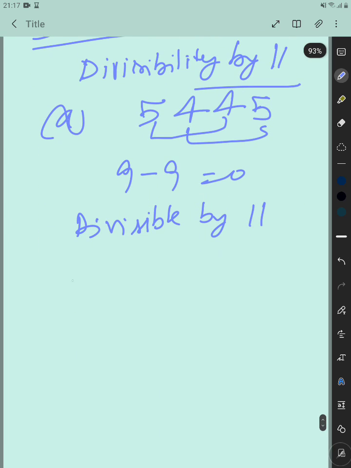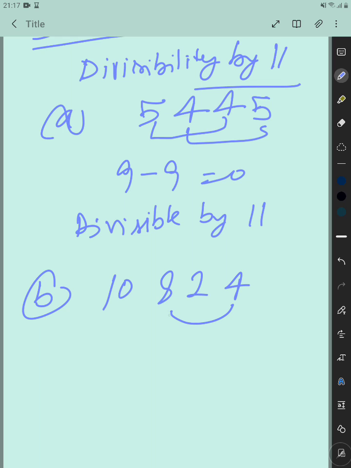Okay. B is 1, 0, 8, 2, 4. First of all, add the odd places: 4 plus 8 plus 1. So it is 13. And even places, add these 2 and 0. It is 2. The difference is 11. So since we are getting 11, the complete number is divisible by 11.